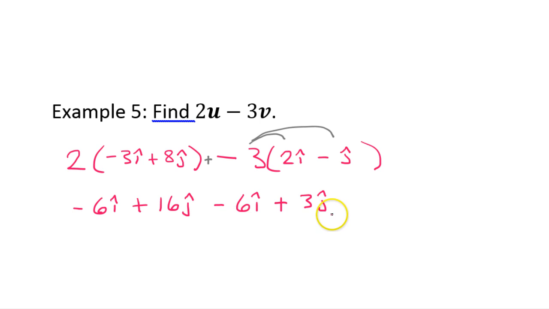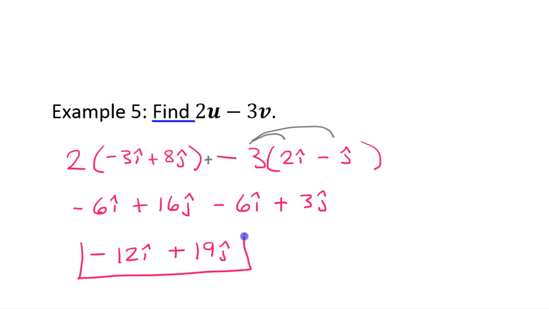And now I can just combine like components. So negative 6i and another negative 6i is going to be negative 12i. And let's see, 16j plus 3j is going to be plus 19j. All right, and that is it for example 5.